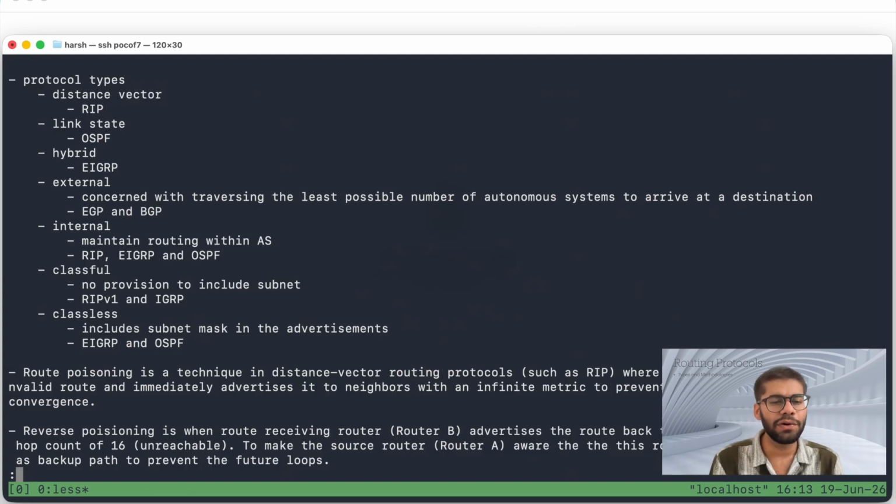The distinction between classful and classless is that a classful protocol has no provision to include the subnet. For example, RIP version 1 and IGRP, Interior Gateway Routing Protocol. The protocol does not have a provision to include the subnet, so it does not support variable length subnet masking, VLSM, or unusual prefix lengths, for example 21, 23, 26, which are not standard ones; the standards are /16, /8, /32. And finally, classless protocols are those that support variable length subnet masking.